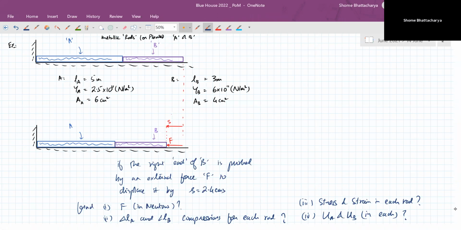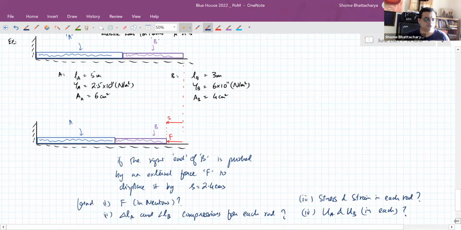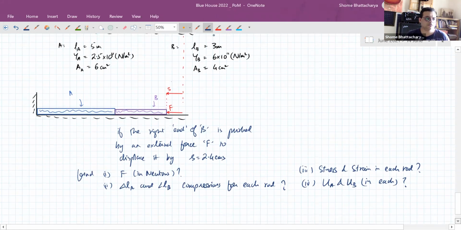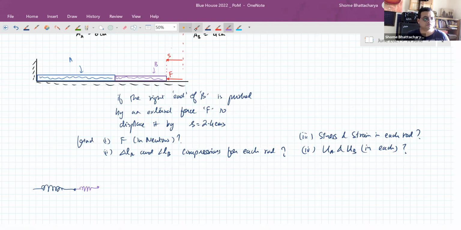Okay, so anyway, let's see. This should be fairly simple. So what you have to do is think of this like the equivalent of two springs which are attached to each other like this. So if this combination of springs is under the action of this external force, each of them will be in some kind of compression.